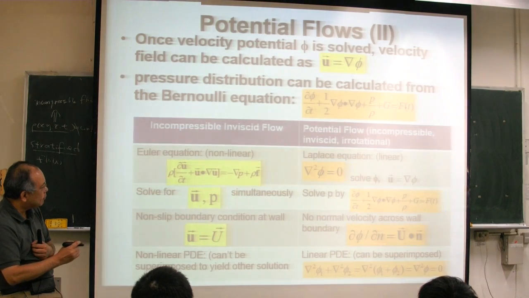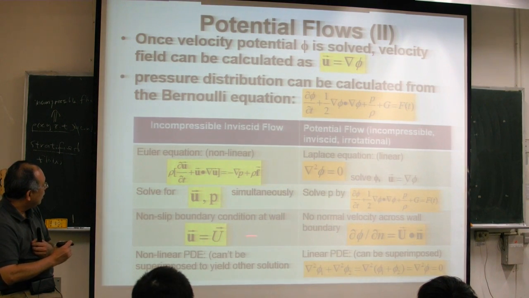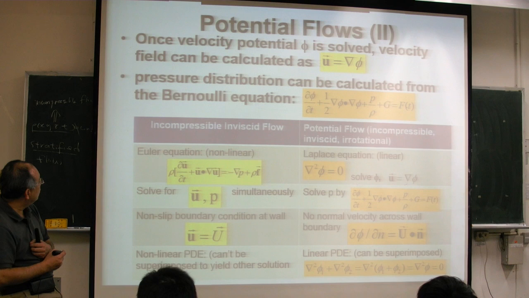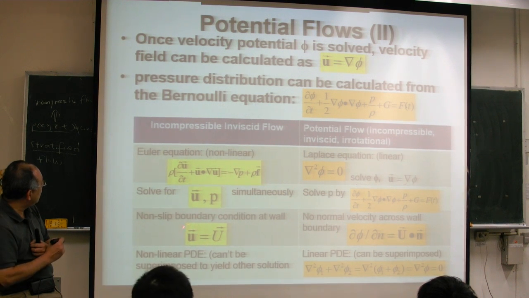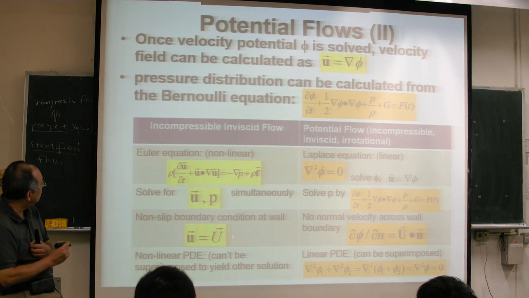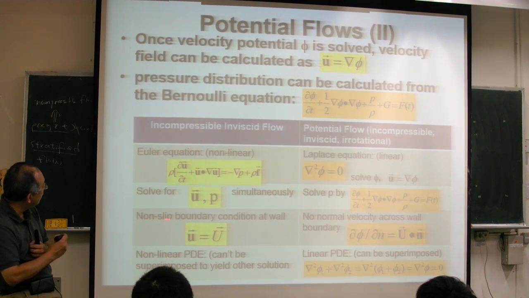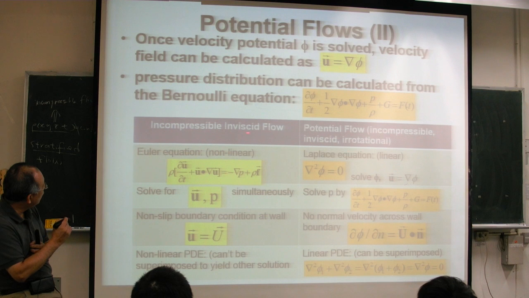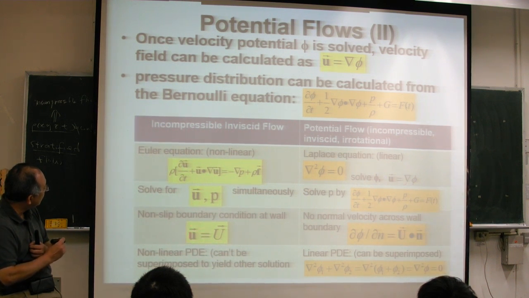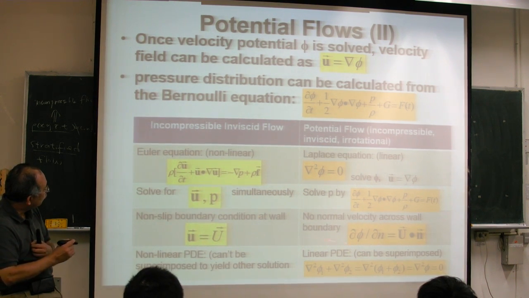The boundary condition is slightly different. I think I made a mistake here. This should be the viscous flow. Viscous flow has the no-slip boundary condition. So here we assume it inviscid. I think I made a mistake here. There should be the slip condition actually.